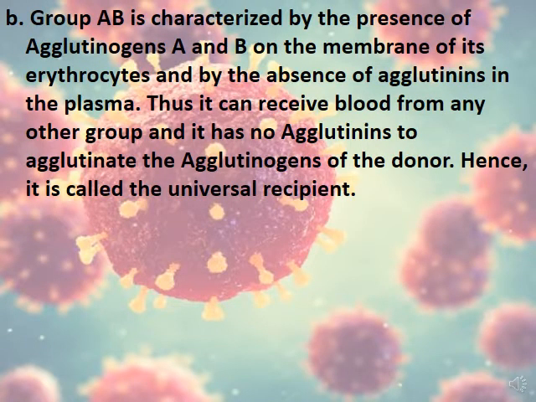Erythrocytes, meaning red blood cells. Moving to group AB. Group AB is characterized by the absence of agglutinins A and B. So they can receive blood from any other group, and it has no agglutinins to make agglutination. So it's called universal recipient, as we said.